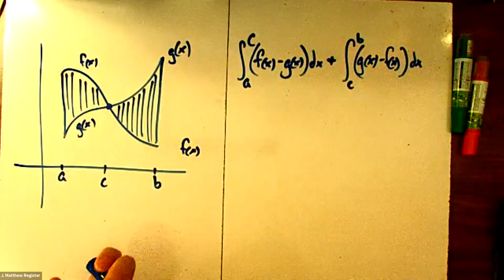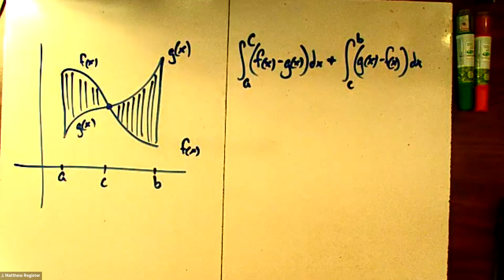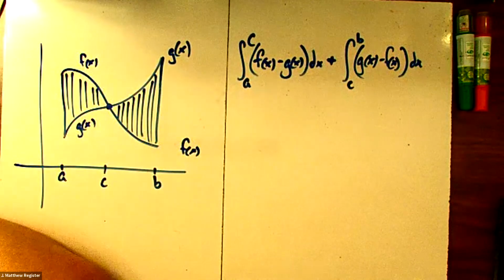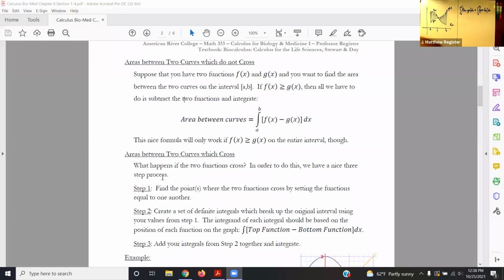And so in both cases, we're really doing the same thing. We're just taking the top function and we're subtracting the bottom function. And then we're doing our standard integral. As long as we do that, we'll find the area between those two curves. And that's kind of what's outlined here. And so the area between two curves which do not cross, it's just the top function minus the bottom function.